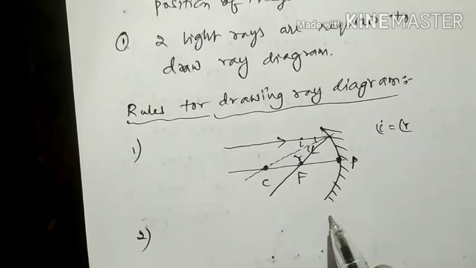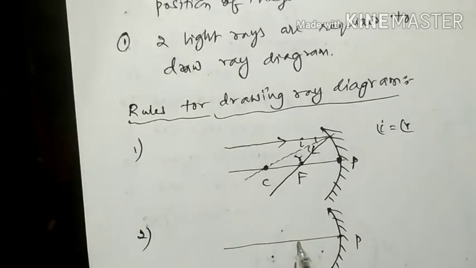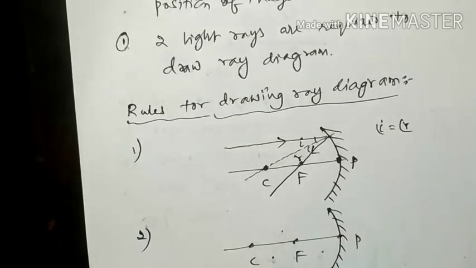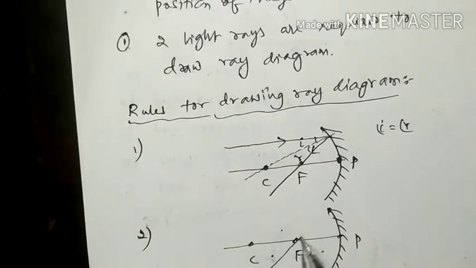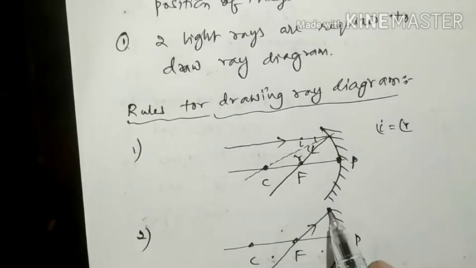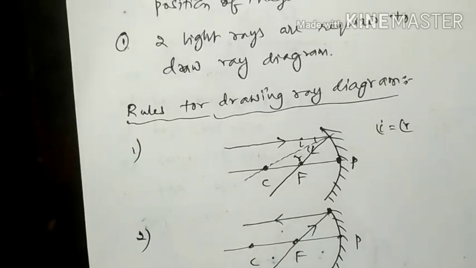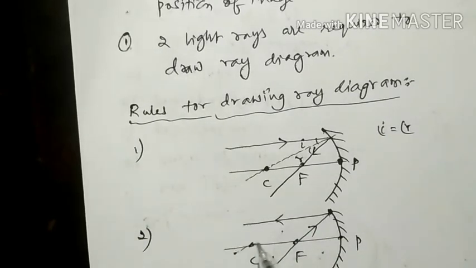The second one is you take the reverse, the principle of reversibility of light. This is the pole, this is the focus, and this is the center of curvature. You just reverse the diagram. The light ray passing through the focus, after reflection becomes parallel to the principal axis. Again you can draw the normal.